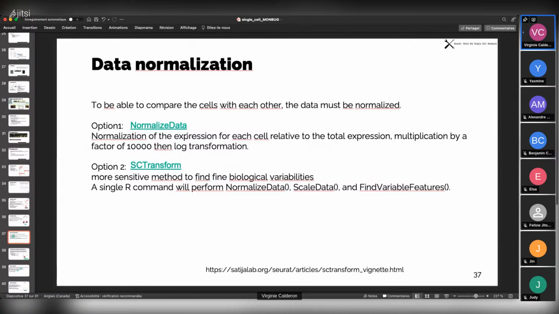Then they developed another option called SCTransform. It is a more sensitive method to find biological variabilities, and it will perform all this in a single command. It will normalize the data, scale, and find variable features in the same command. So it's another way to perform the normalization. In our facility, we are mostly using SCTransform, but sometimes, depending on the data, we see that NormalizeData is better.